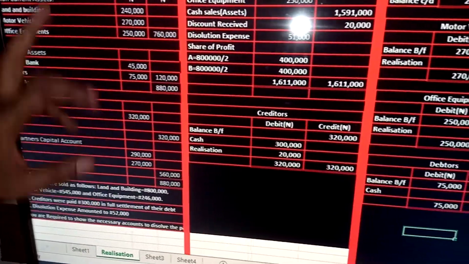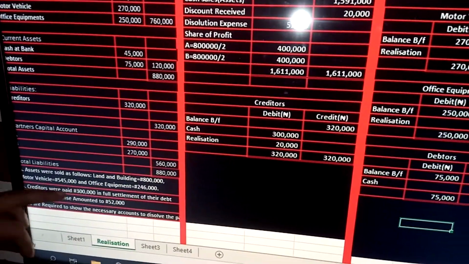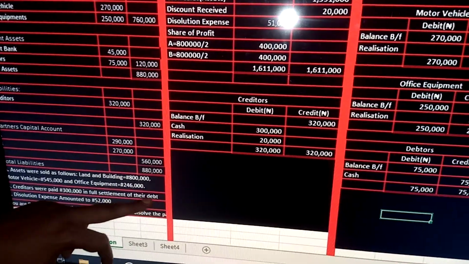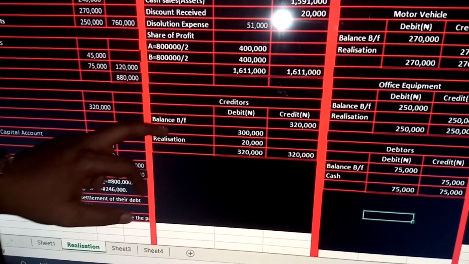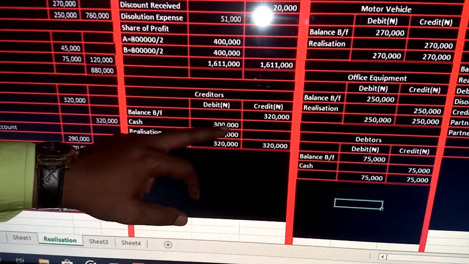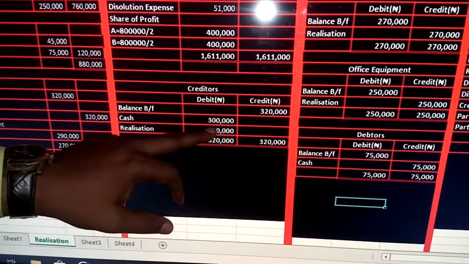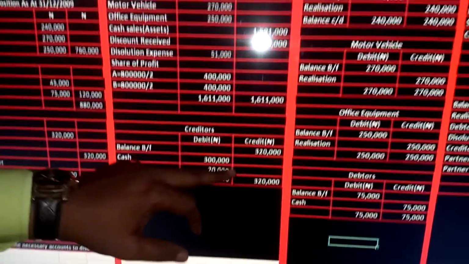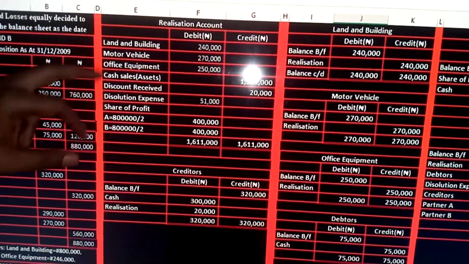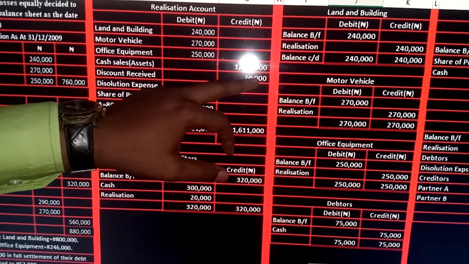320,000. But remember, they said creditors will have been paid 300,000 in full settlement of their debt. So that means cash paid to creditors is 300,000. Then what happened to the remaining 20,000? That's discount received. So that will go to what? Realization. We have debiting creditors here. So we'll credit realization, discount received 20,000.